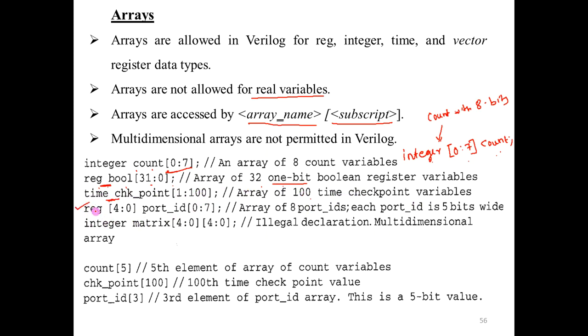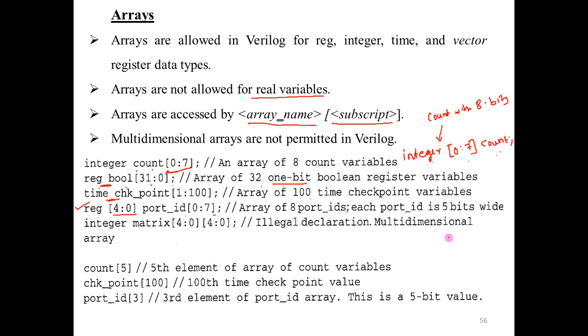Here it is very important. Register type, port ID, you have a vector also. So port ID is an array. How many members are there in this array? 8 members: port ID 0, port ID 1, port ID 2, up to port ID 7. Total 8 port IDs you have. Each member of port ID is of 5 bits.